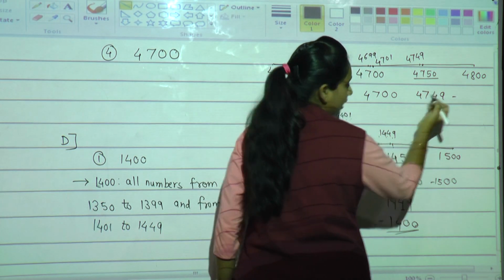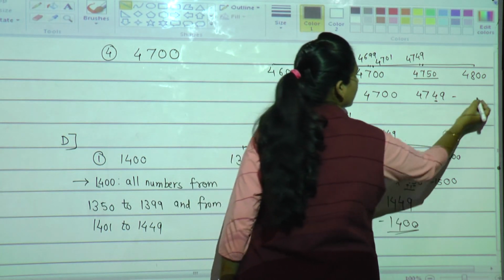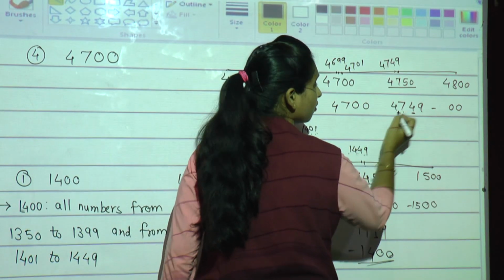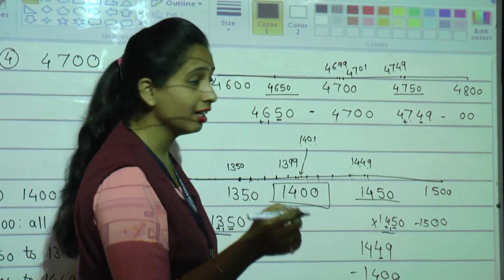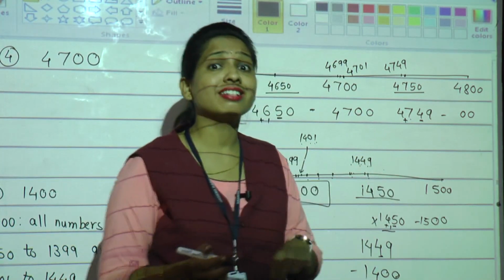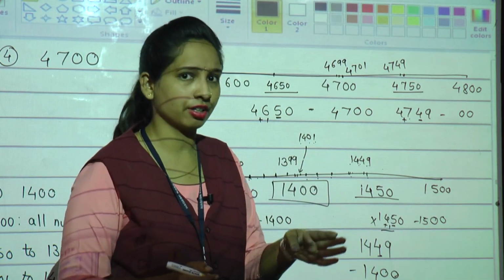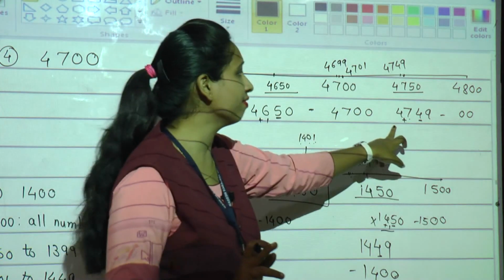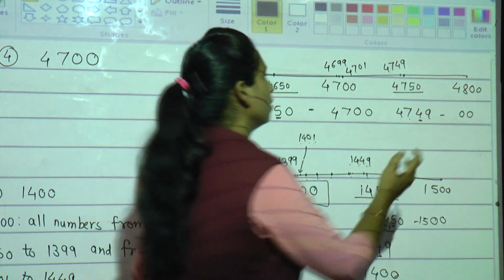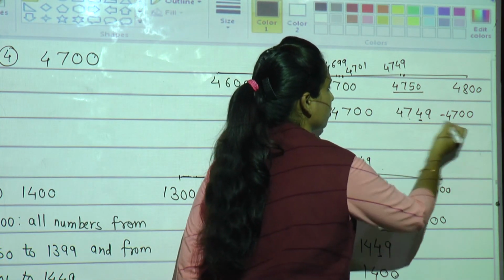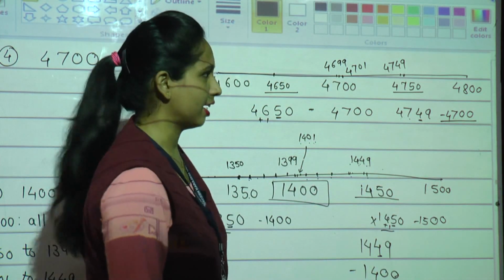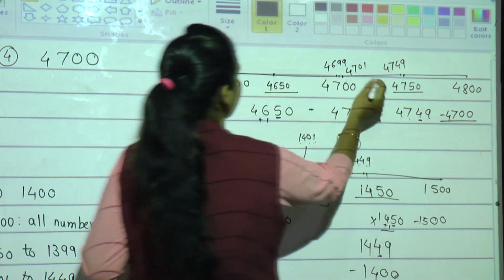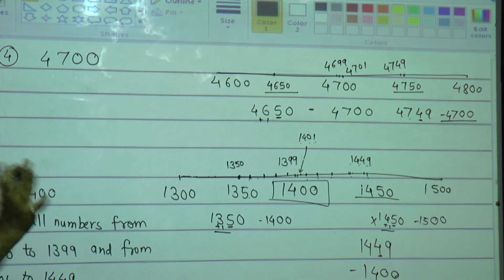4749. Underline the tens place. Give the 0 at ones and tens and we should not add 1. Why? Because the number is less than 5, it is 4. So when it is 4 or less, we should not change the number at the hundreds place. So write as it is. So it is 4700. Now see, so these numbers can be rounded off to 4700.